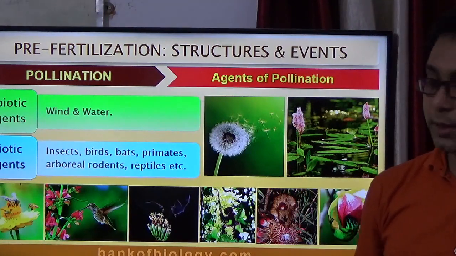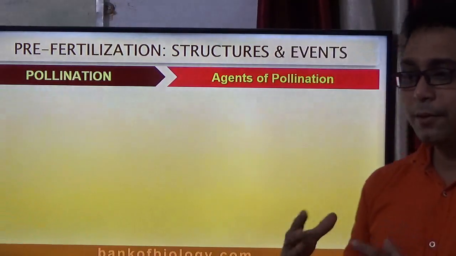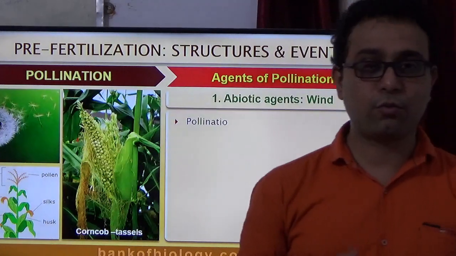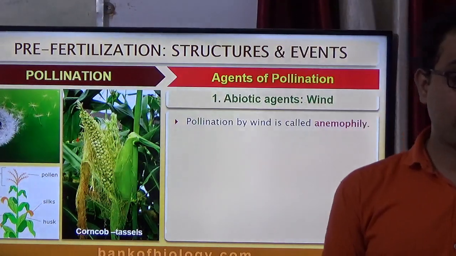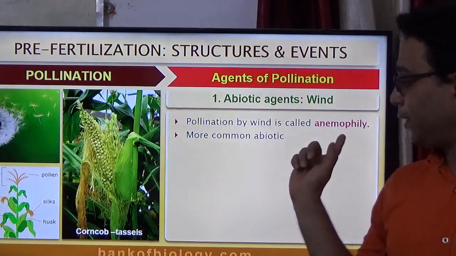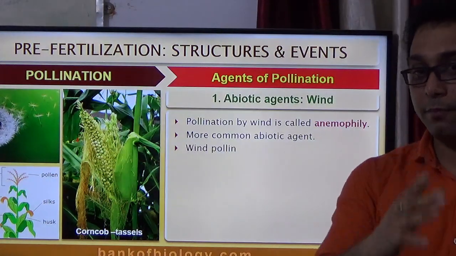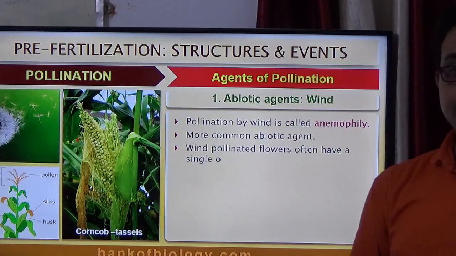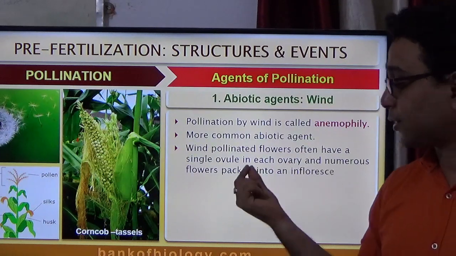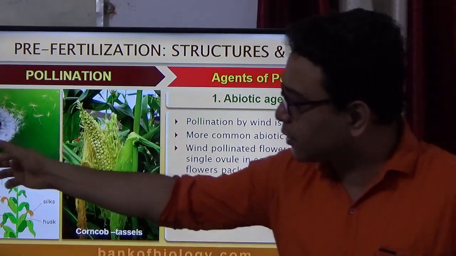One by one we discuss the abiotic agents like wind and water, and what adaptive features are there for wind pollination. First, the abiotic agent wind. Pollination by wind is called anemophily. This is the most common abiotic agent, and a very important question also. In wind pollination, flowers often have a single ovule in each ovary and numerous flowers packed into an inflorescence. So many flowers are there in the inflorescence.